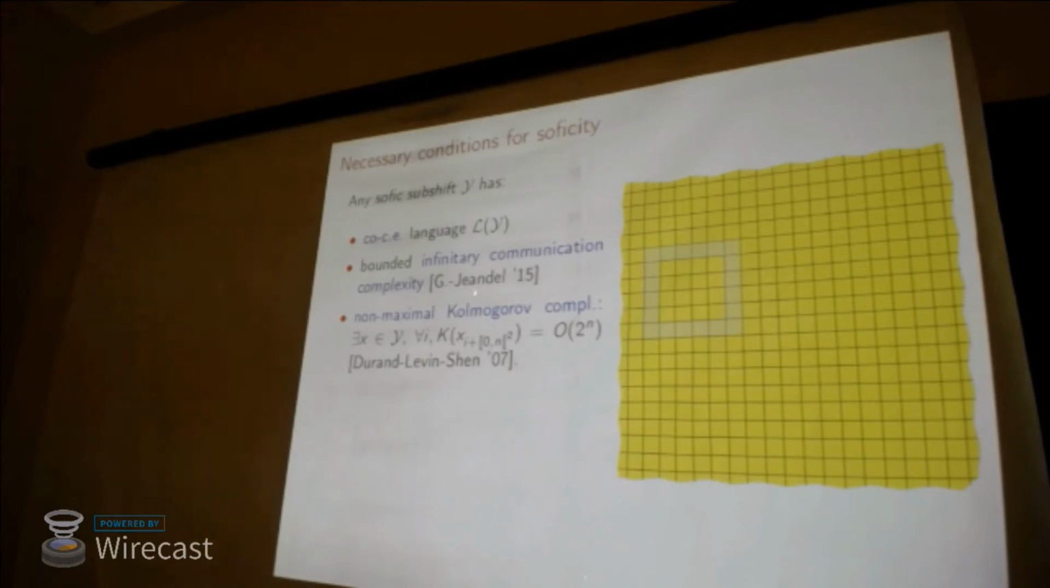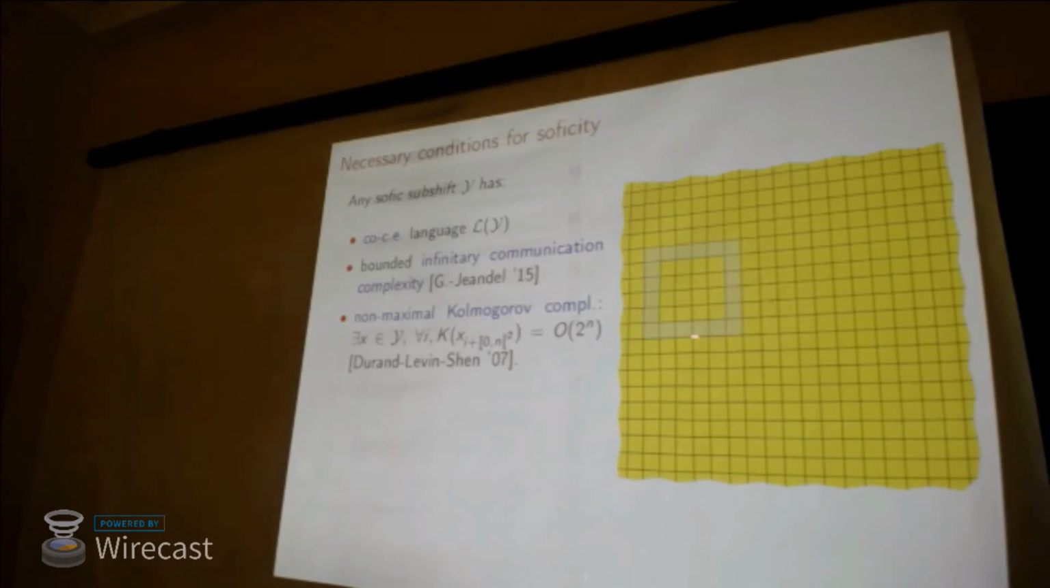This argument can also be seen as having a non-maximal Kolmogorov complexity. This is the question you asked. You cannot get a squared exponential. You have to be a simple exponential in the complexity because you always have one pattern which is the smallest in lexicographical order. So I'm talking in SFT.